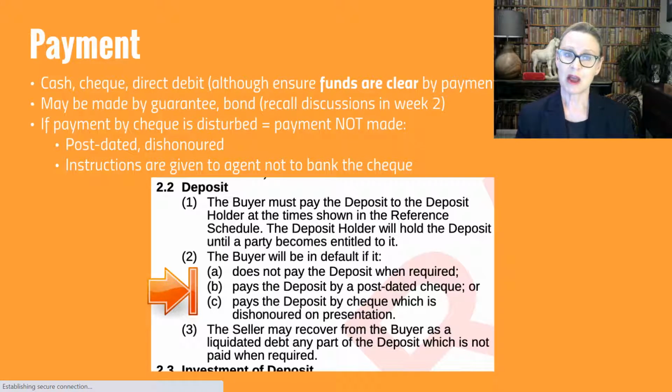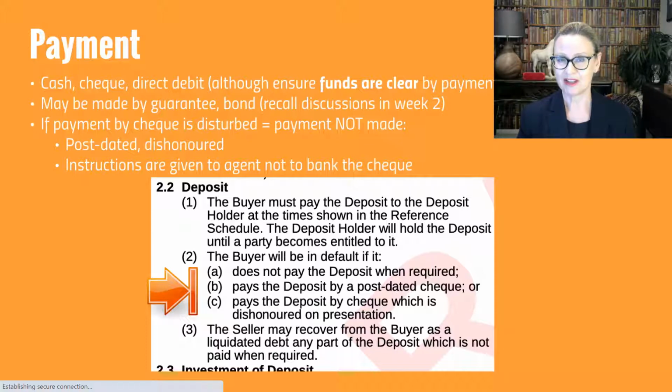You can have payment by bank guarantees and bonds. We touched on this in week 2 when we were looking at real estate agents and stakeholders, and you can have some real difficulties there for the parties where payment is made by bank guarantee, where the bank guarantee is not made out in the name of the stakeholder. Things can get a little bit tricky there. So, but nevertheless, a very popular means of paying deposit, particularly for larger developments, off the plan developments.